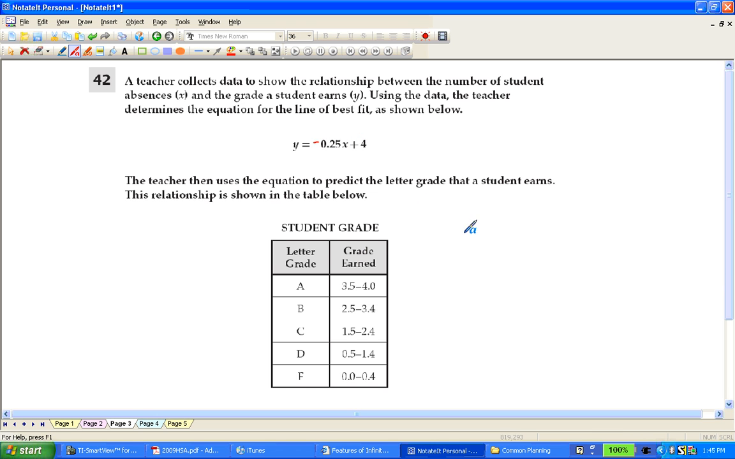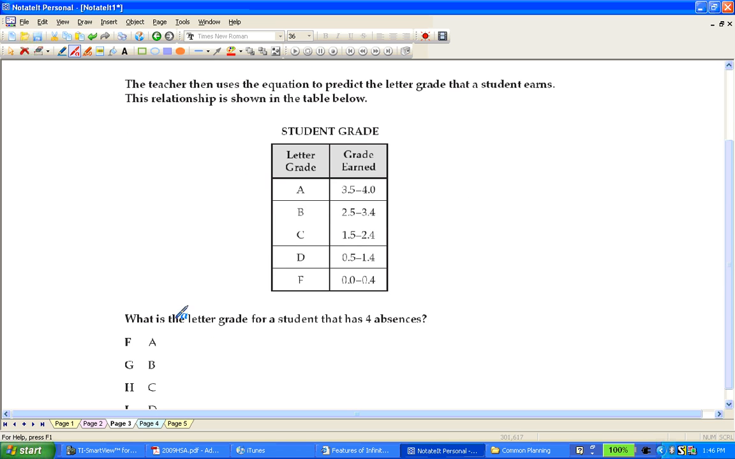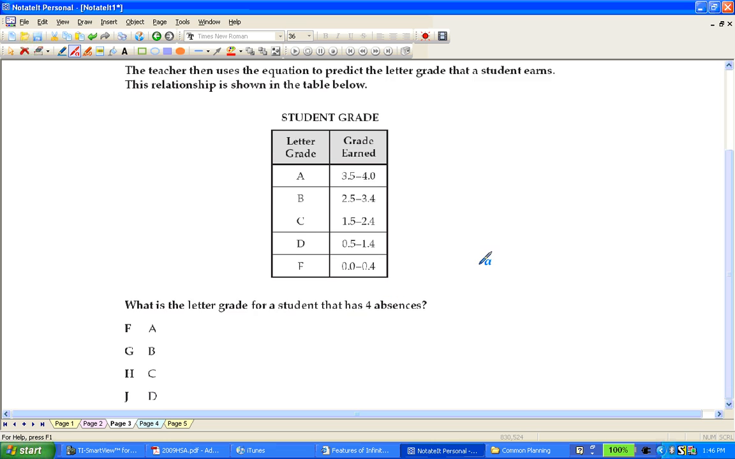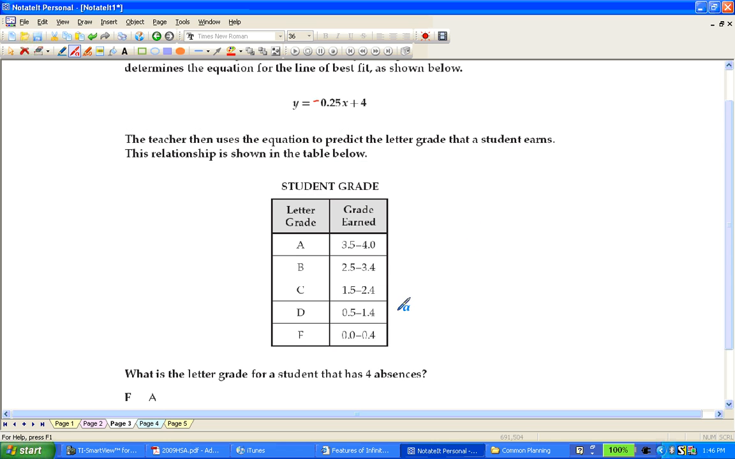Alright, so we want to take a look at what's the letter grade for a student that has 4 absences. Well, we'll just take our equation, and since we know the number of days absent, we're going to substitute that for x, which stands for the days absent.